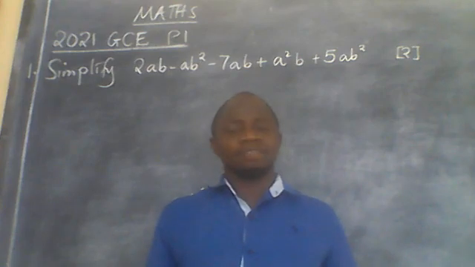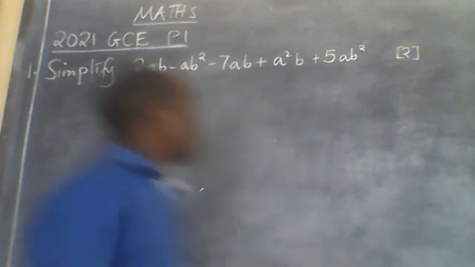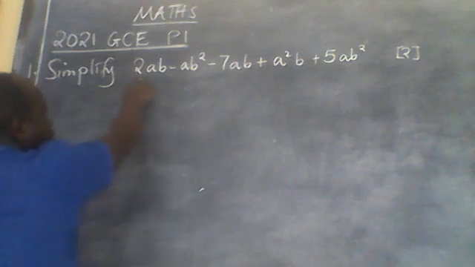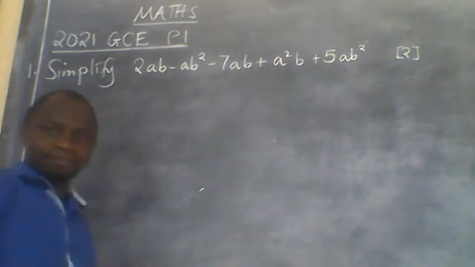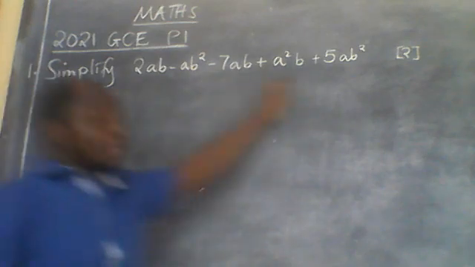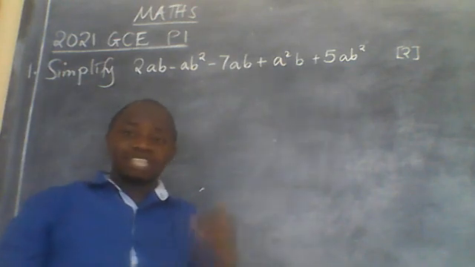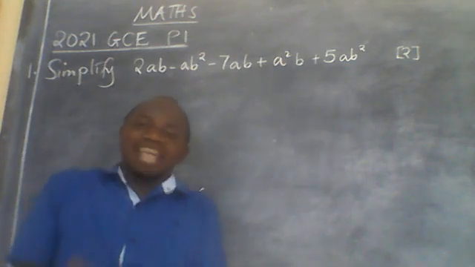As simple as that. So now, let's look at the terms here. We have 1, 2, 3, 4, 5 terms in here. Now, of the 5 terms here, we have to start looking at the ones that are like.